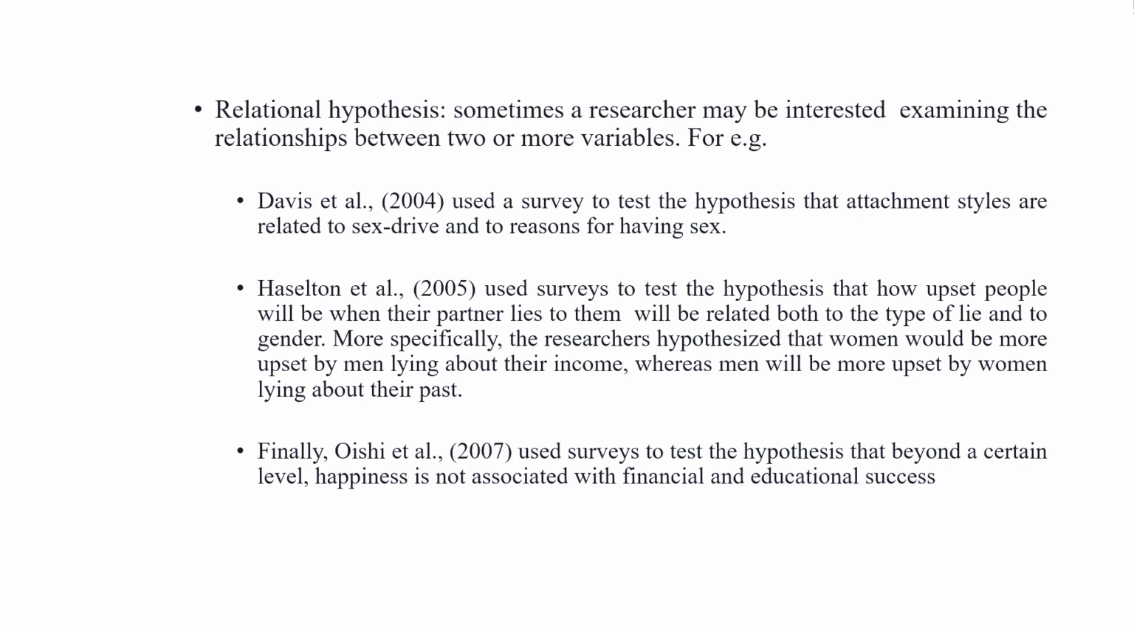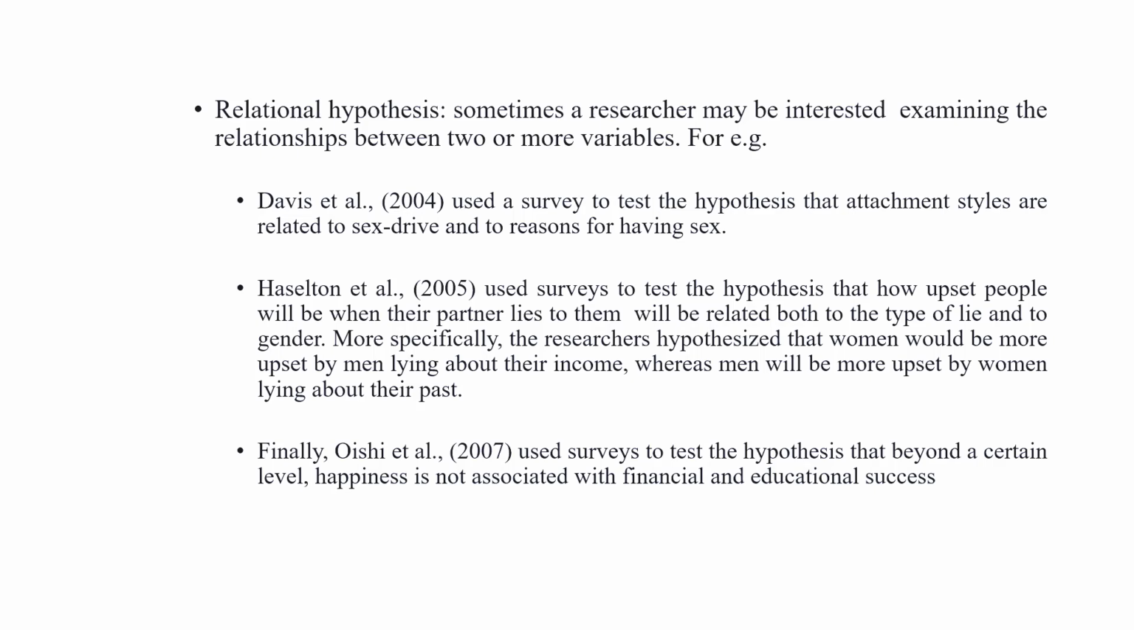Relational hypothesis. For example, sometimes you can ask questions about how two or more variables are related to each other. For example, Davis and colleagues used a survey to test the hypothesis that attachment styles, you might be aware of secure or insecure attachment styles, are related to sex drive and reasons for having or not having sex. So again, you can have a questionnaire which asks questions about one side and the other side, and eventually you can perform correlations and so on, which will help you to get this idea.